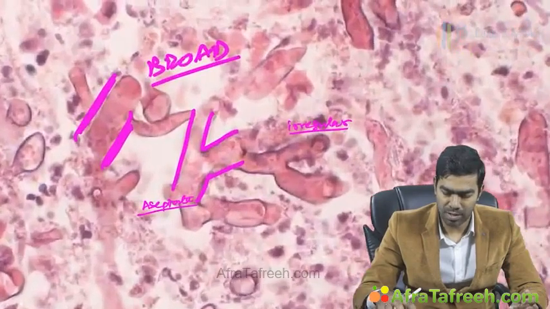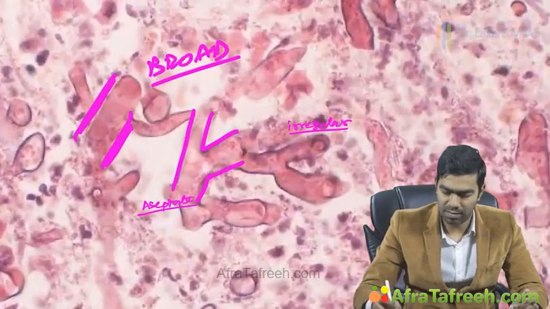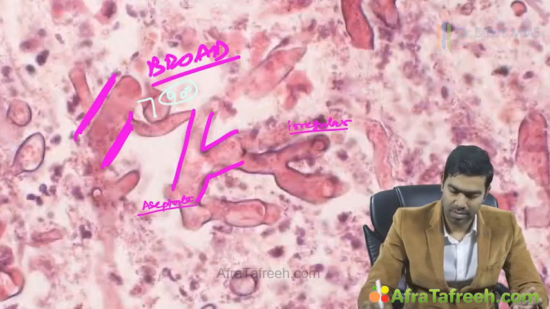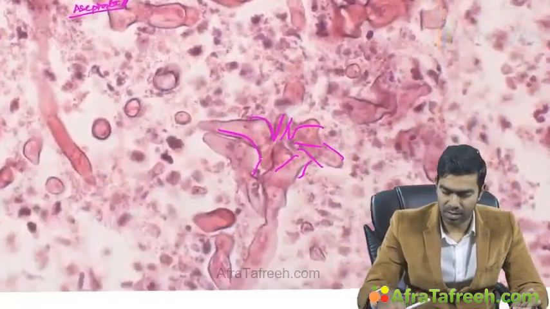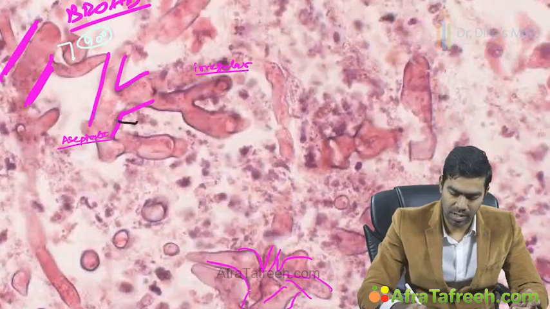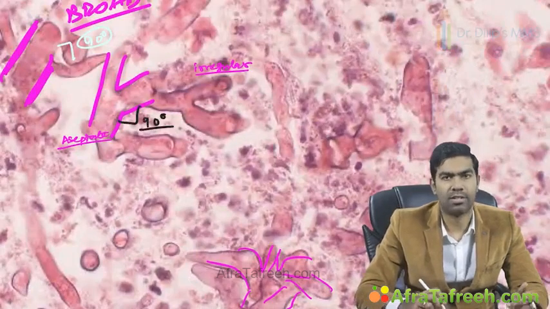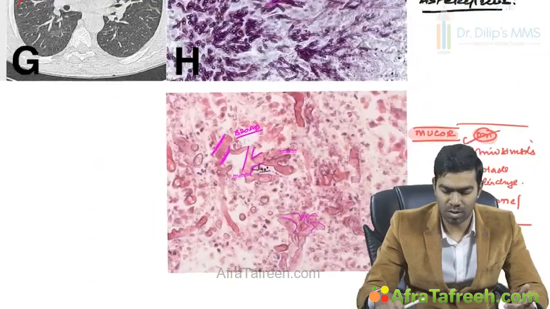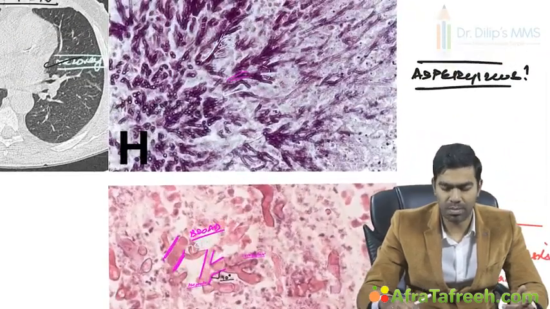At the same time, you can see they have variable angles, but very commonly they will have a 90-degree angle between the hyphae. You can see here and here it is almost 90 degrees. So they won't have these acute angles like aspergillus. So it's very typical of a mucor. So it's very important. These 2 images you have to keep in mind.